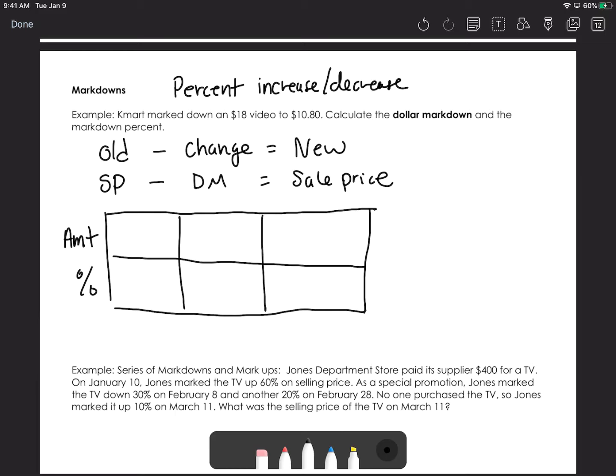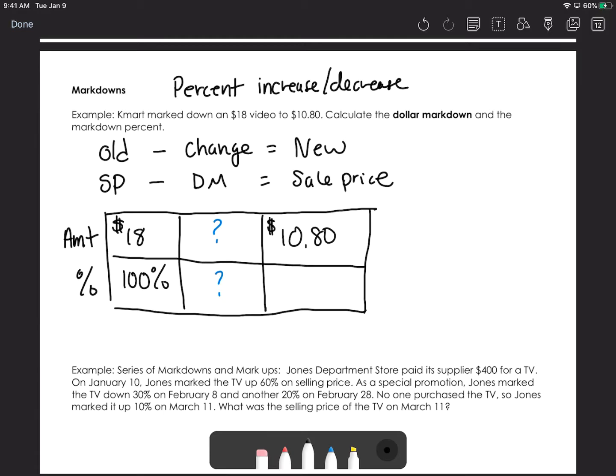Now in this example, it says Kmart marked down an $18 video to $10.80. Calculate the dollar markdown and the markdown percent. So we want to figure out the dollar markdown and the markdown percent. And the information that's given to us is that it started at $18, which is our original 100%, and we marked it down, and then the final price is $10.80.